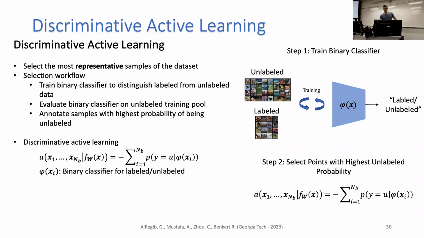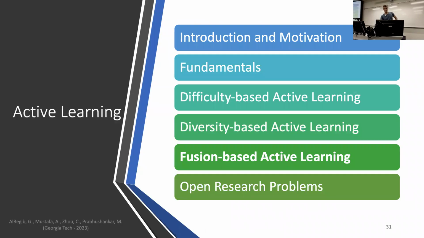So that brings me to the next part, which is diffusion-based active learning. So, difficulty-based active learning and diversity-based active learning, are both of these clear? Is it clear from the intuition what we want to select? Is that clear?